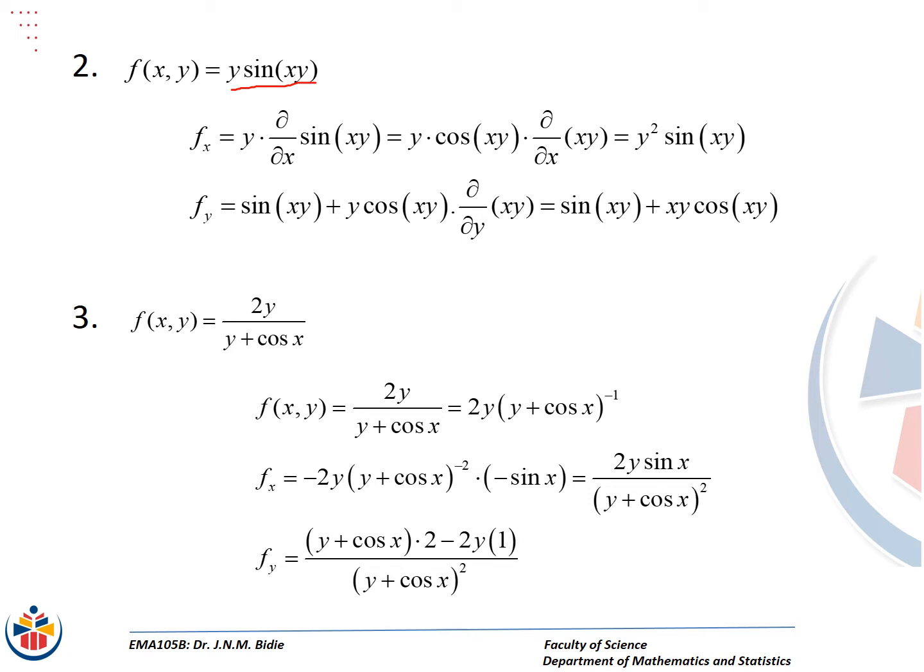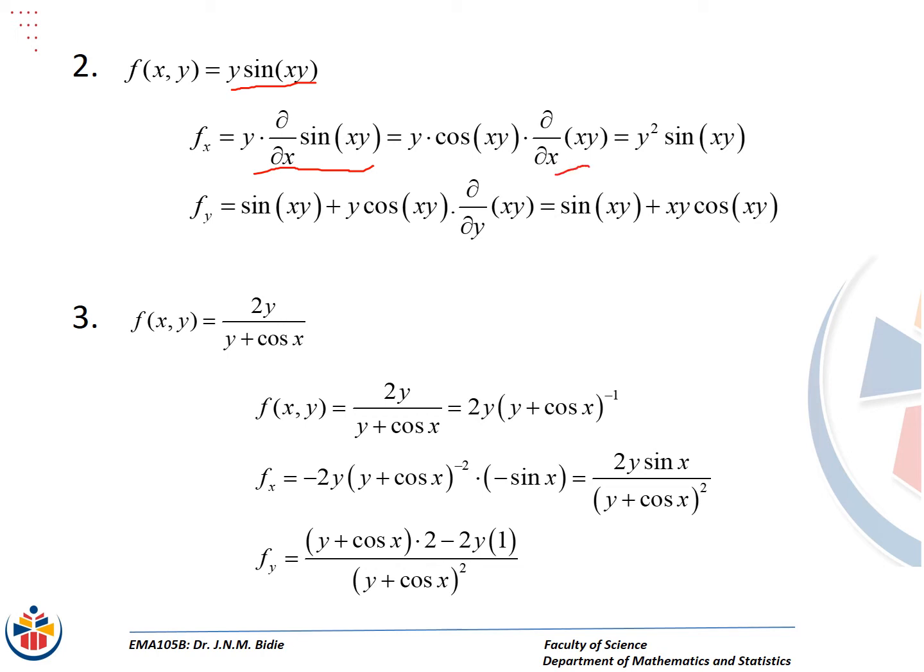Remember, when you're differentiating with respect to x, y is a constant. So we take y out and differentiate sine xy. And the derivative of sine xy, we use the chain rule. First differentiate sine, it becomes cos. Remember the argument, you take it as it is, and then find the derivative of the argument.